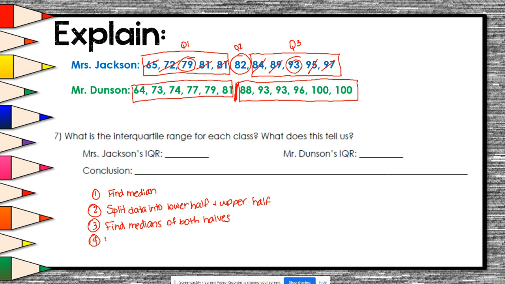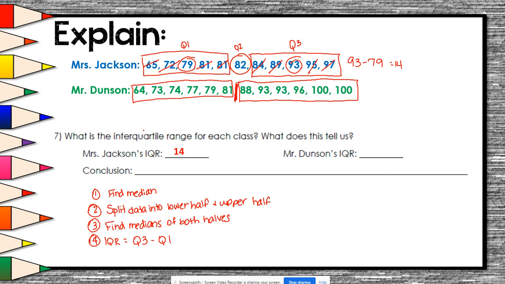To find the interquartile range, you are going to subtract your third quartile minus your first quartile. So for Miss Jackson, I'm going to do 93 minus 79. Well, when I do that, I get 14. So Miss Jackson has an interquartile range of 14.